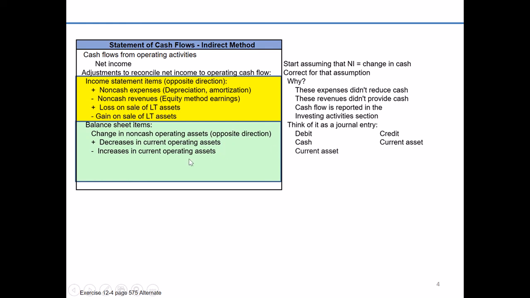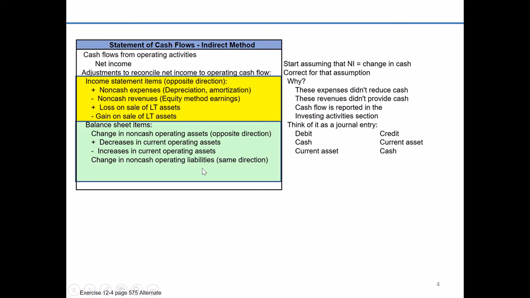On the other hand, let's think about an increase in current operating assets. In particular, let's think about maybe prepaid insurance. If prepaid insurance is increasing, that likely means we're getting more prepaid insurance, so we're going to debit the current asset account like prepaid insurance, but we've got to pay for it, so we're going to credit cash. So that explains the logic of our decrease adding to cash, our increase subtracting from cash in order to make those adjustments. There's another important section, and that's changes in non-cash operating liabilities.